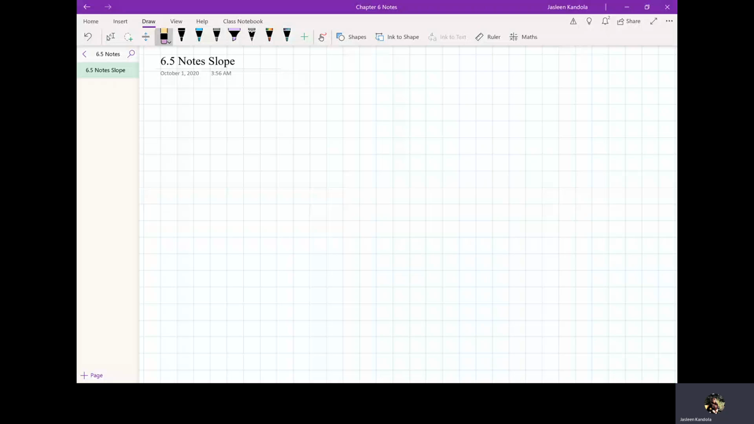Alright everyone, so today we're going to go into 6.5, and this section is slope. So first we're going to define what a slope is. Basically, in basic terms, a slope is how steep a line is, as we saw in chapter 6.1. So first let's write the definition of slope.